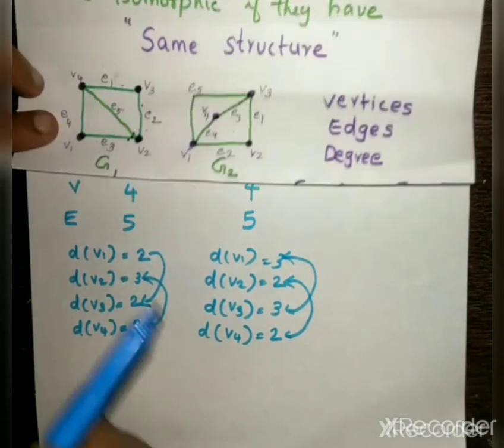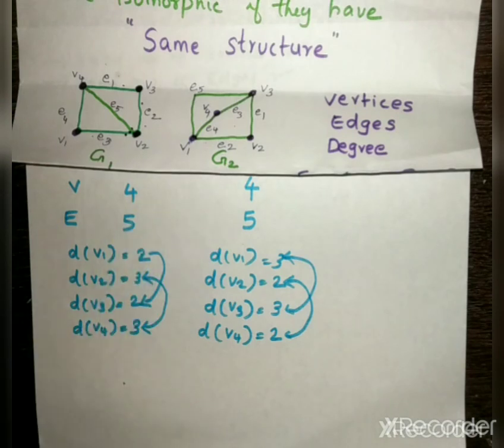Hence we can say that these two graphs G1 and G2 are isomorphic. Understood? Thus we can check any graphs for isomorphism.